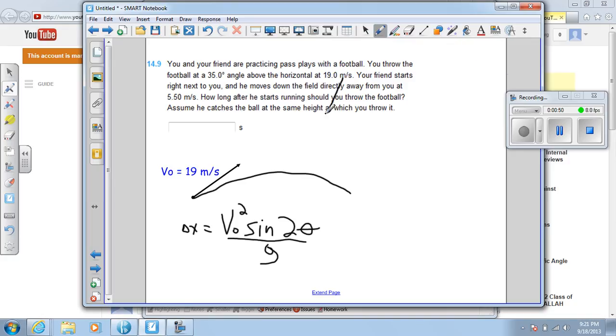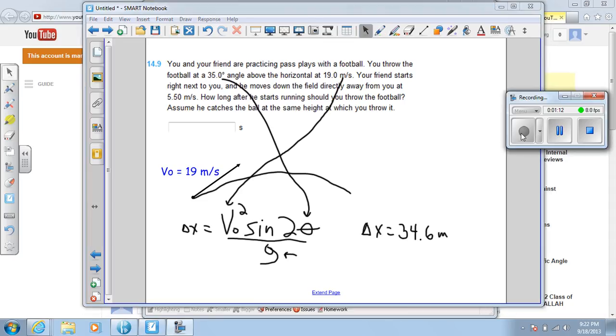So we don't have to resolve this. v0, that number 19 meters per second, that's what we want to put in for v0. Theta is 35 degrees, so 35 times 2 would be sine of 70 degrees. And we all know what g is, which is 9.8. So we can solve that pretty quickly. If you just plug in all those numbers, you should get delta x. That comes out to 34.6 meters. So that's the range of the projectile.